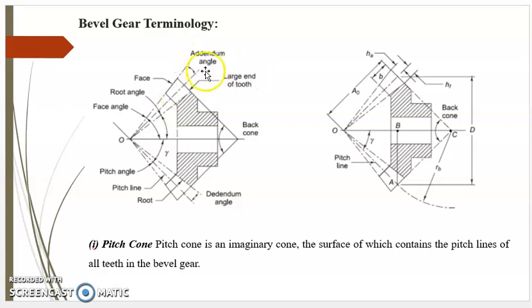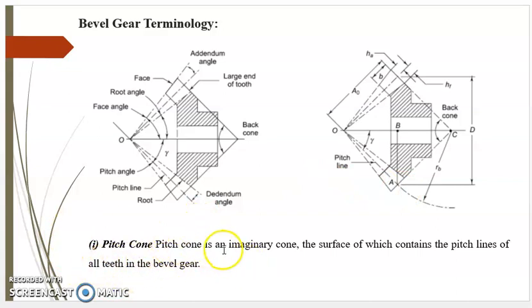This is addendum angle, this is dedendum angle, this is the root angle. This A naught is nothing but cone distance, HA is nothing but addendum, HF dedendum, RB, this is nothing but pitch circle radius, D is the diameter at the large end side of the bevel gear, large end tooth side of the bevel gear. Now we will see different definitions.